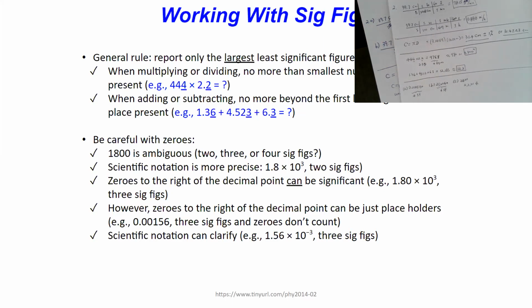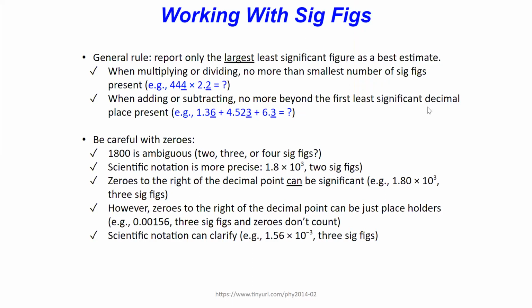Additional rules here at the bottom of the slides. So, let me start with, this is complicated, I always have to switch the camera. Let me start with the zeros here. So the zeros to the right of the decimal point can be significant numbers.